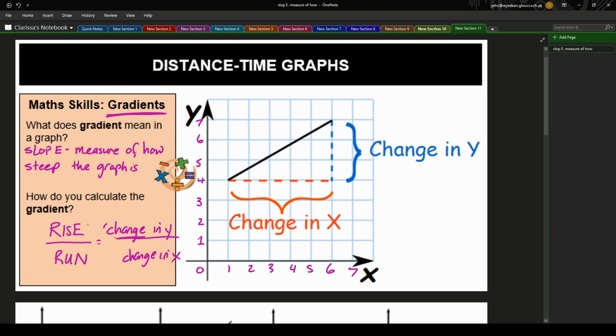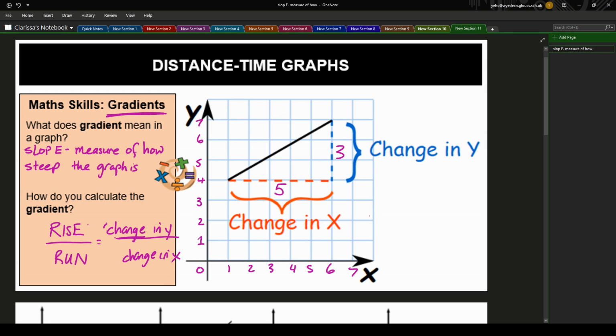This is the line, and if I asked you, tell me what the gradient of that line is, you would figure out how much it went up by, so the change in y. One common mistake a lot of students make is just for change in y, they would write 7, but no, it didn't change by 7. It started off at 4, went up to 7, so the change in y is 3. The change in x is, once again, don't just write 6 because that's the last value. Find the change. 1, 2, 3, 4, 5. The change in x was 5.